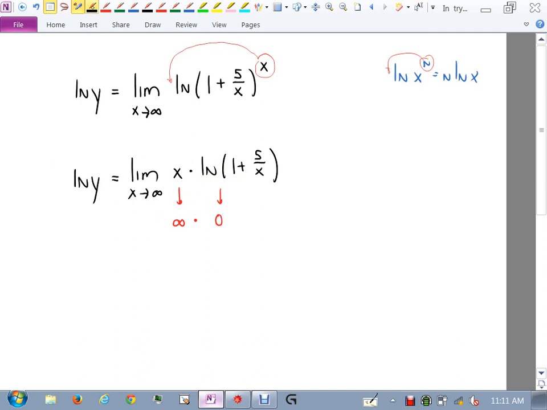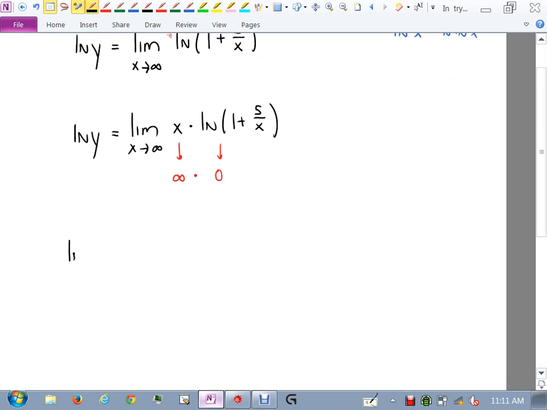So let me just write down what I'm saying there. Natural log y is the limit as x goes to infinity of natural log of 1 plus 5 over x. What I'm choosing to do here is drop this x that was out in front down to the denominator. But when I move it to the denominator, it can't just be an x in the denominator. It has to be 1 over x, right? Have I changed the problem at all here? 1 over x really would flip back up and the x would be here, wouldn't it?